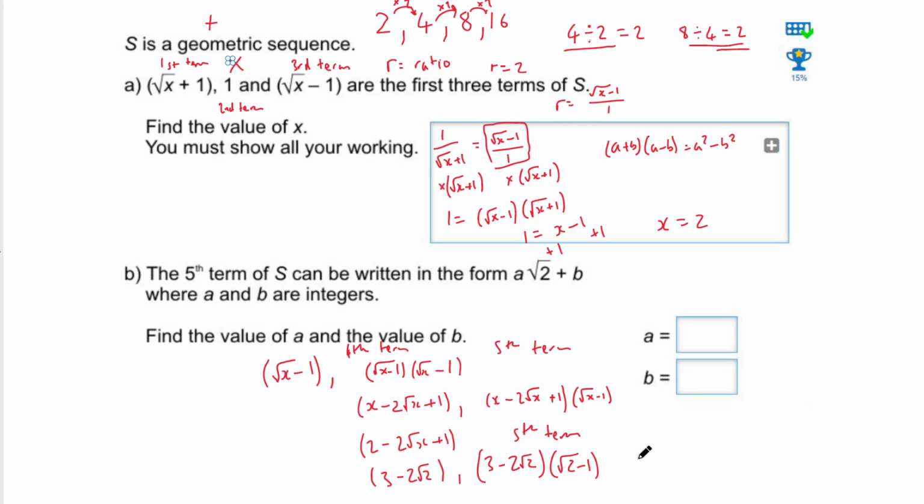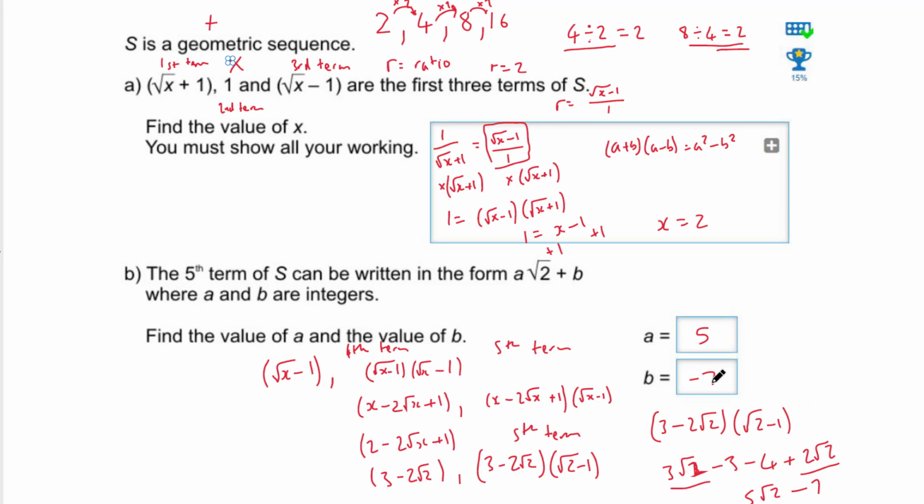So let's expand that. I'm going to do this at the side. That's going to be 3 root 2 minus 3 minus root 2 times root 2 is 2, times 2 is 4, minus 4, and then you're going to have plus 2 root 2. Got 3 root 2, add 2 root 2, that equals 5 root 2, and minus 3 minus 4 equals minus 7. So you can see A equals 5 and B equals minus 7.